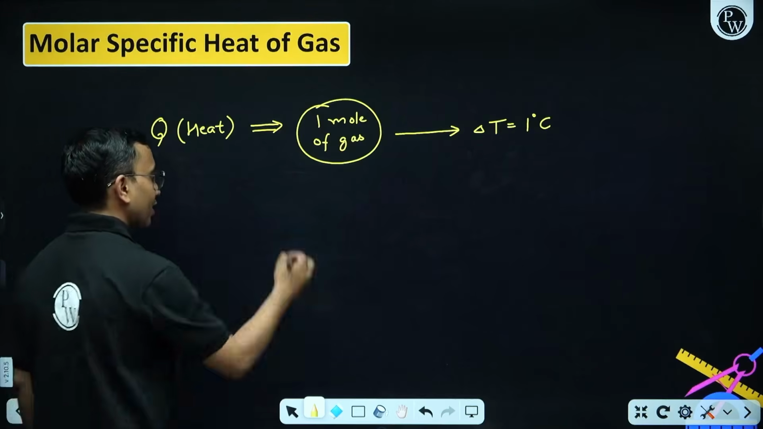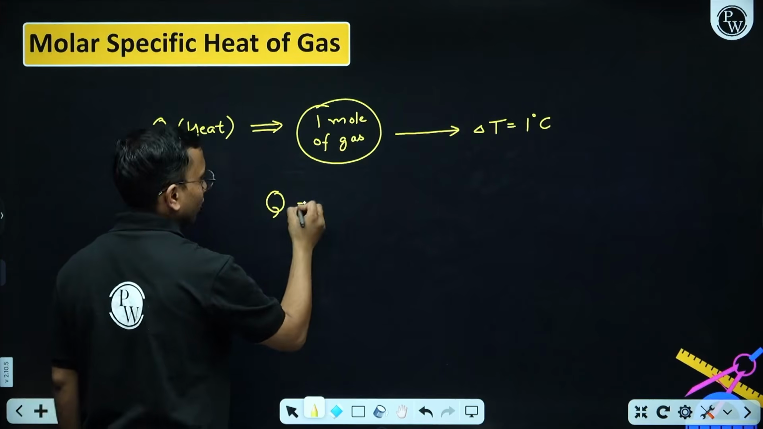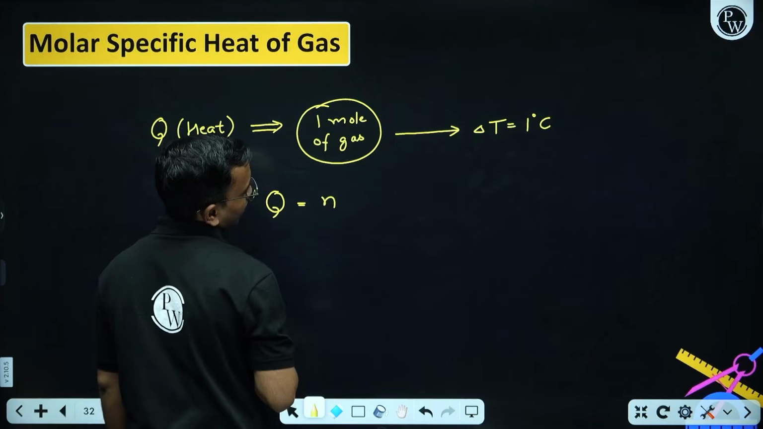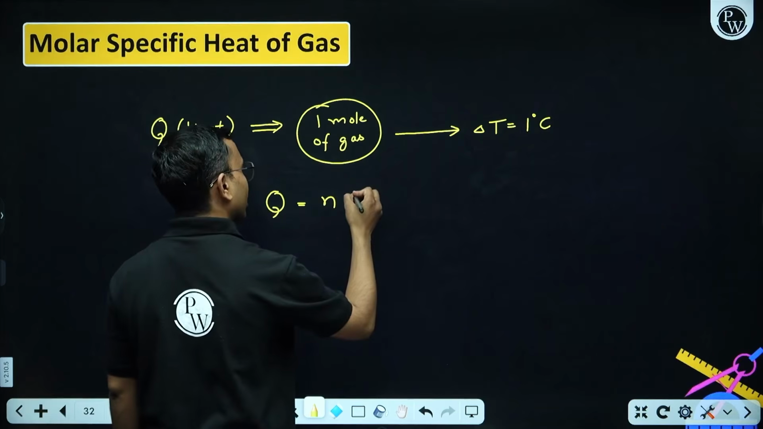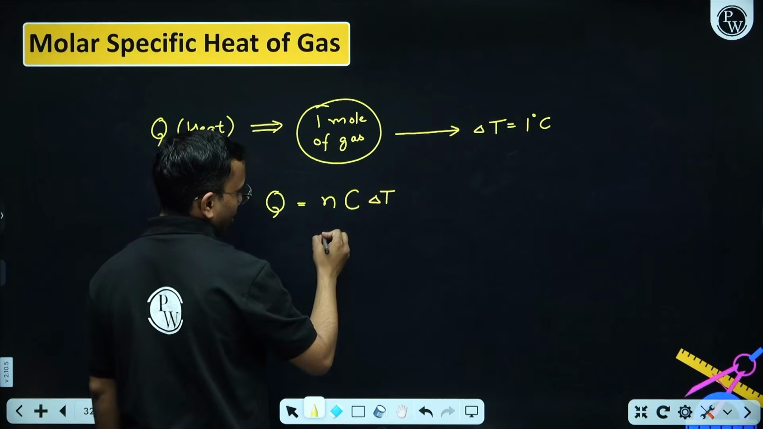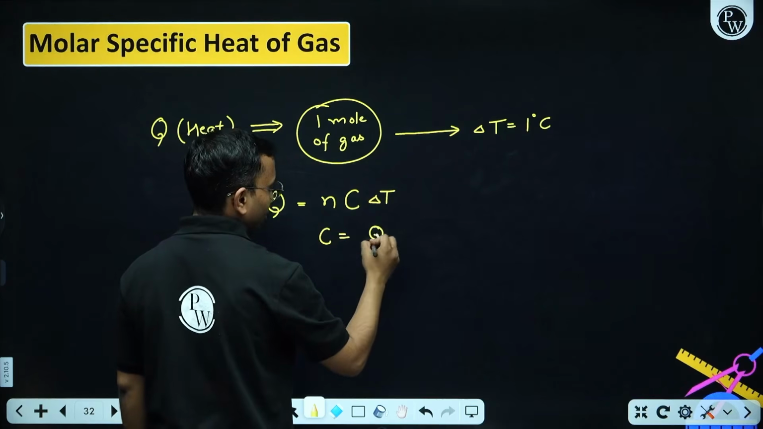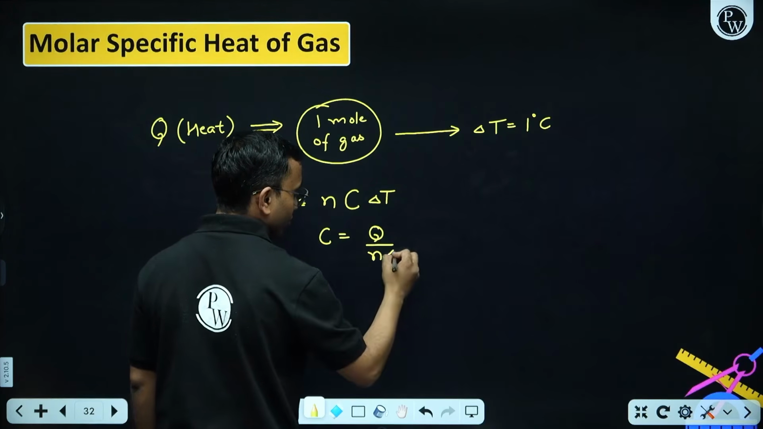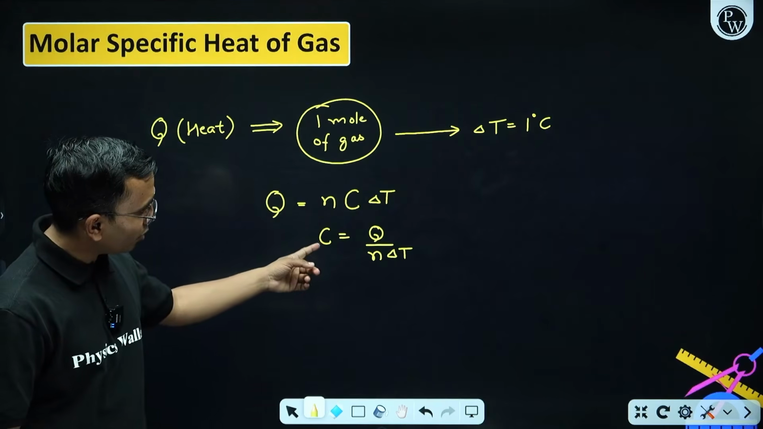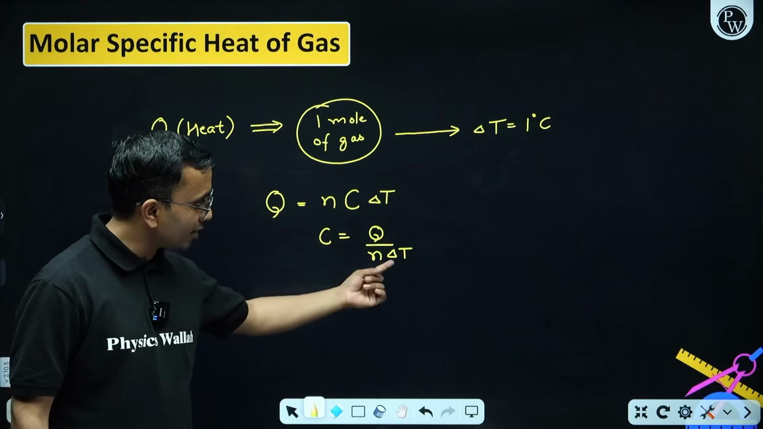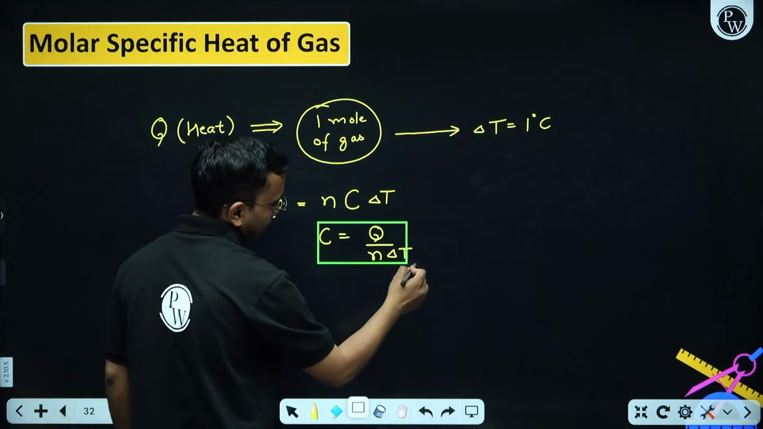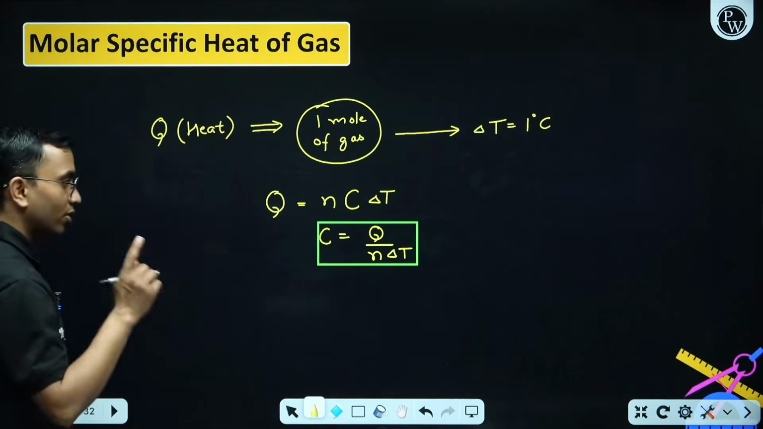So let us take that I gave Q amount of heat, and there were n moles of the gas. So Q is equal to n C delta T, where C is the molar heat capacity and delta T is the change in temperature. So C is the amount of heat per unit mole per unit change in temperature. Therefore C is the amount of heat given to 1 mole of gas such that the change in temperature is 1 degree Celsius. This is how we write it, and this is for a mole.